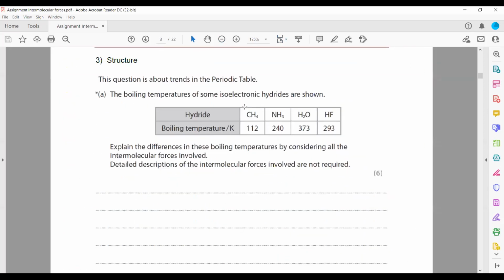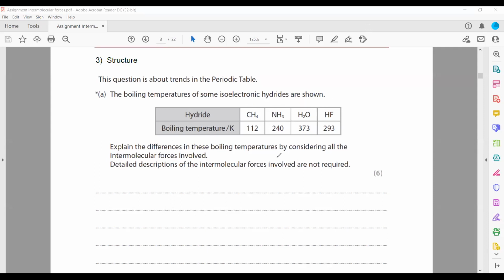In question 3, this question is about trends in the periodic table, the boiling temperature of some isoelectronic hydrides. When we say isoelectronic, it means they have the same number of electrons. As you can see, carbon has 6 electrons and hydrogen 4, so total 10 electrons. Nitrogen is 7 and hydrogen 3, so 10. Oxygen is 8 and hydrogen 2, 10. And fluorine is 9 and hydrogen is 1, so 10. So total 10 electrons, that's why we call them isoelectronic.